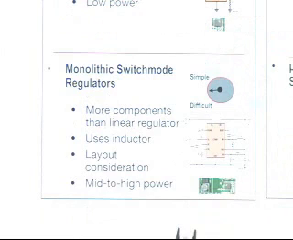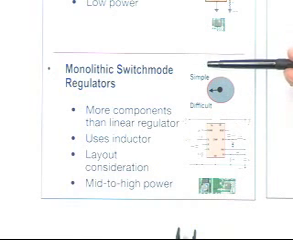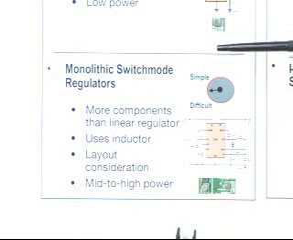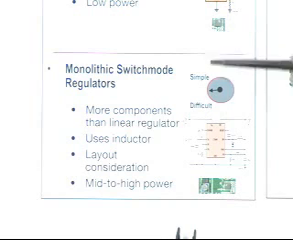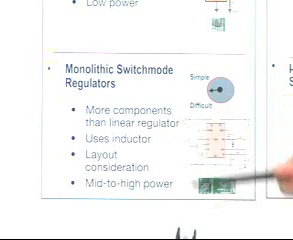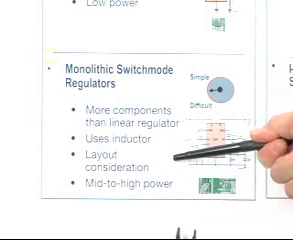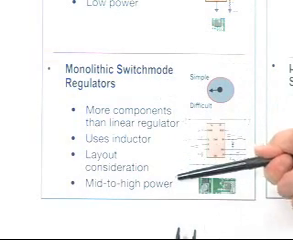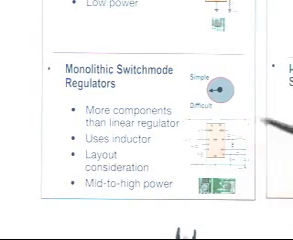For higher power applications, beyond what the linear regulator can perform, the monolithic switch mode regulator is the regulator of choice. Monolithic meaning that the device has both its power transistors and control built into one package or one piece of silicon. It has more components than the linear regulator. It uses an inductor. It has critical layout considerations since it is indeed a switch mode regulator, and is used for the medium to high power applications.